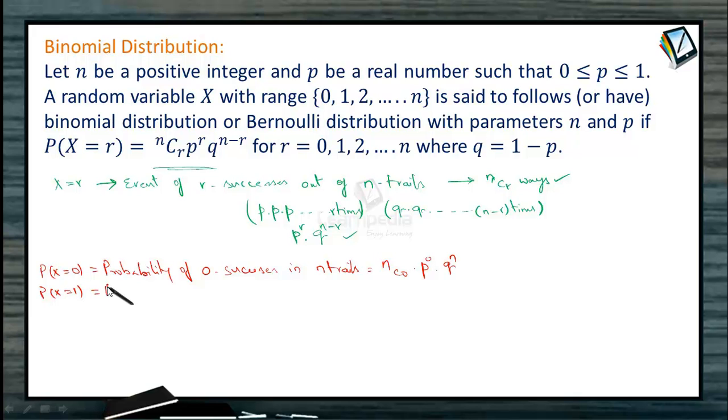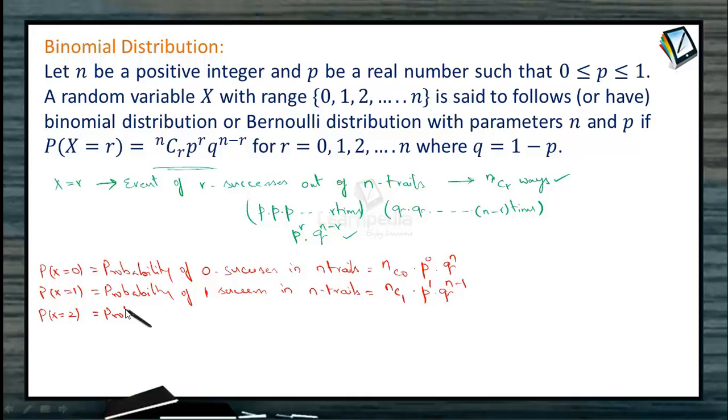Yes, as an event, what does X equal to 1 denote? It is the probability of 1 success in n trials. Now this 1 success can happen out of these n trials at any one place in nC1 ways, into 1 success with probability p, and the remaining n minus 1 attempts with failure, each with a probability of q. So the total probability of X equal to 1 would be nC1 into p to the power of 1 into q to the power of n minus 1. Similarly, let's write one more and then we'll generalize. What would be X equal to 2's probability?